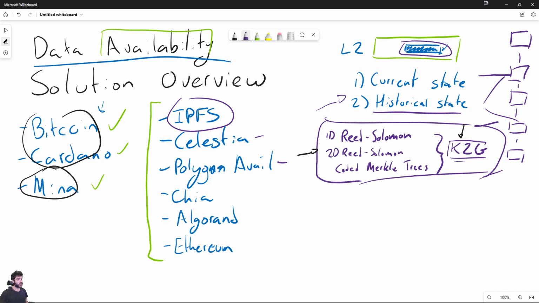So Polygon Avail is a data availability layer provided by Polygon, the same company who created the Polygon blockchain and is working on the Polygon ZKVM and a few other things. So Polygon Avail has coded Merkle trees and has KZG, but the problem is that the development stopped partway through. And what it seems to have happened, according to the GitHub, is that they were working with Nomad for the implementation. Nomad, as you may know, is a bridge project that got hacked and mostly stopped working on these kinds of projects. And so it seems to have put Polygon Avail on pause.